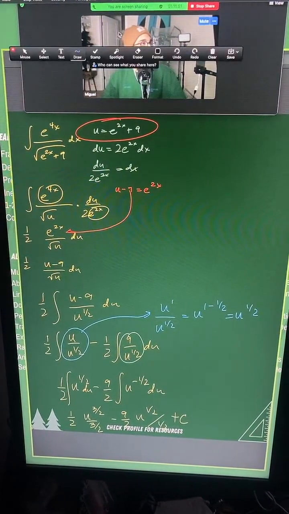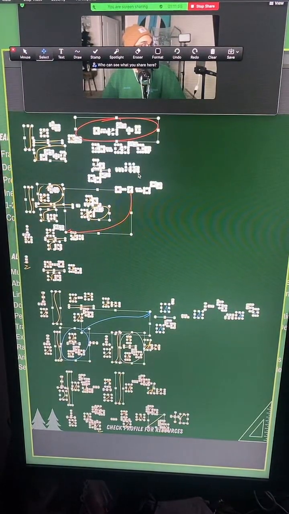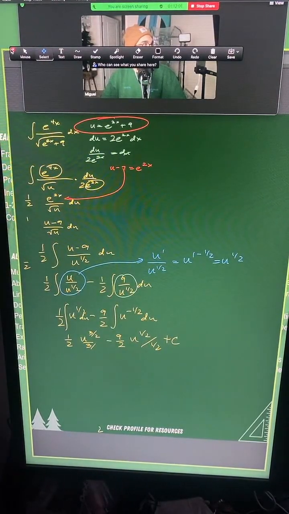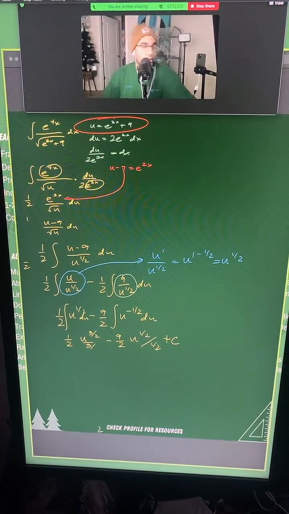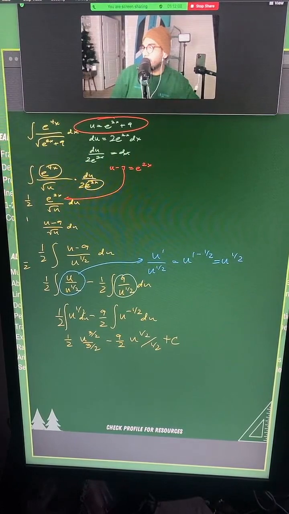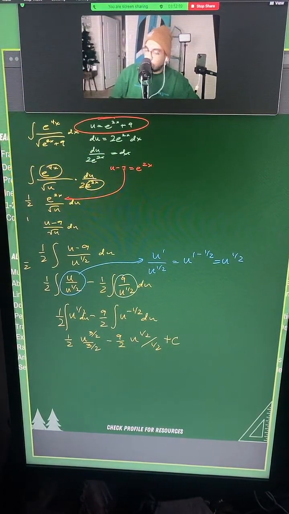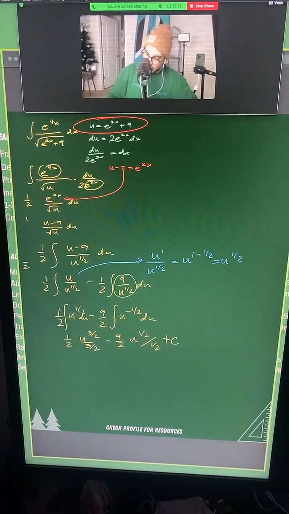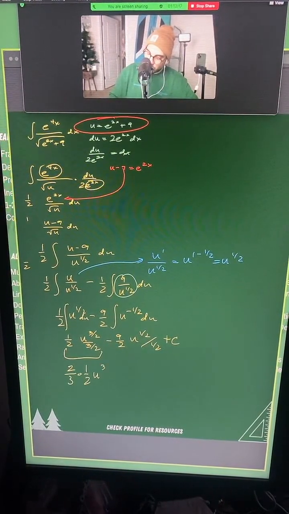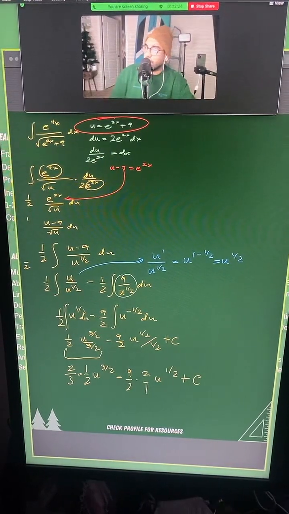Because this is the last problem, I definitely want to do it justice and create more space on here so it could look a lot cleaner. Okay, so I had that 2 that was on there. All right, guys, let's talk about how that first one simplifies. This is going to be 2/3 times 1/2 u to the 3/2, minus 9/2 times 2 over 1 u to the 1/2, plus c. And obviously a few things cancel out.